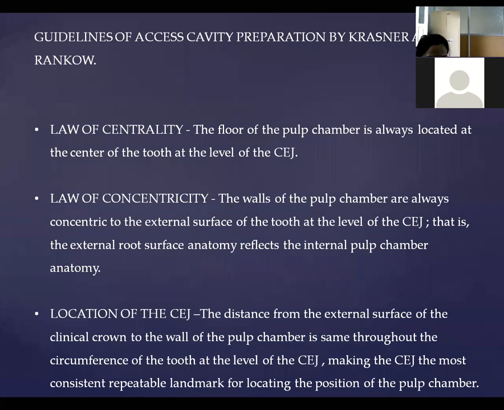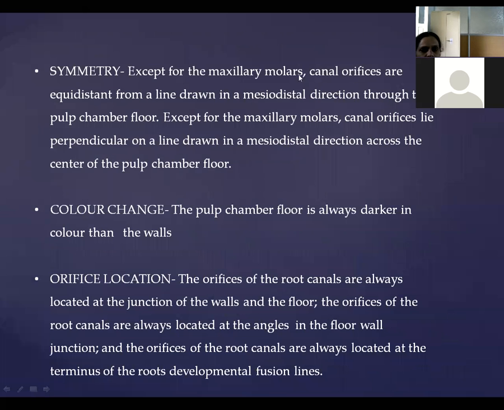At the level of the CEJ, the pulp chamber is exactly centrally located. It means that the distance between the external surface of the pulp chamber and the external surface of the tooth is equal from all sides. Okay. Next is the law of symmetry.